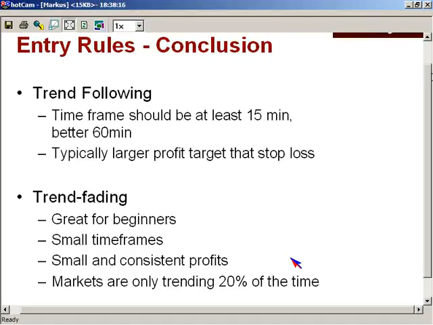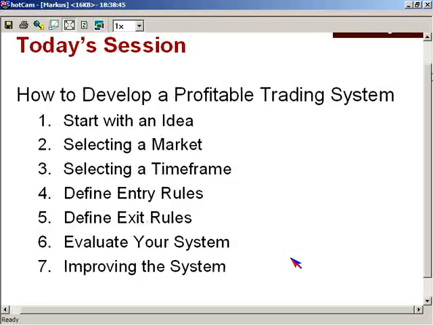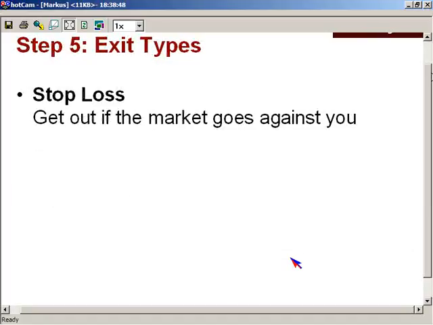Trend fading is great on smaller time frames. It can be great for beginners to get your feet wet. Typically, with trend fading approaches, you won't make a lot of money. But you see, you learn the mechanics of trading. And since you have a high winning percentage, it's good for your ego because you're right most of the times. And as you know, markets are trending only 20% of the time. So especially if you want to trade in the evening hours, this is your system of choice. So what about the exit rules?